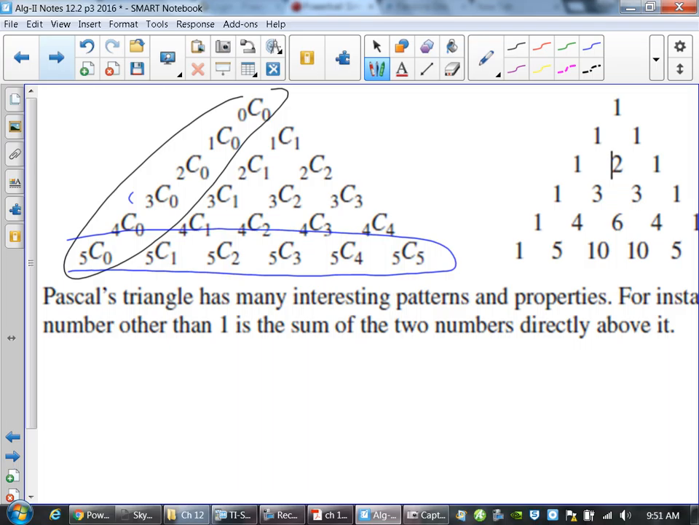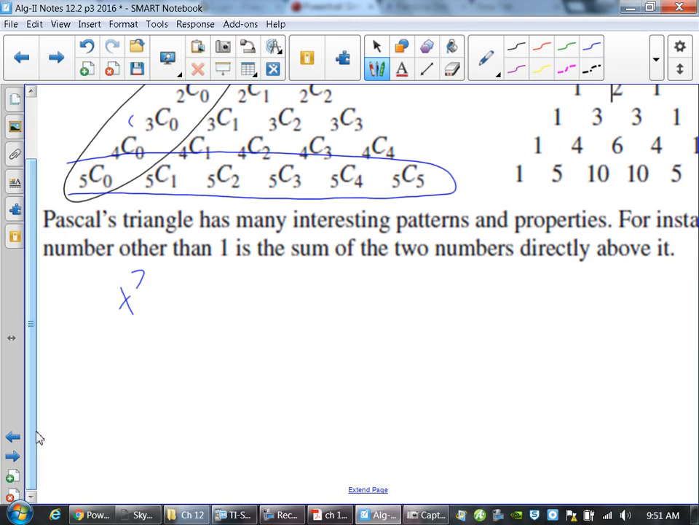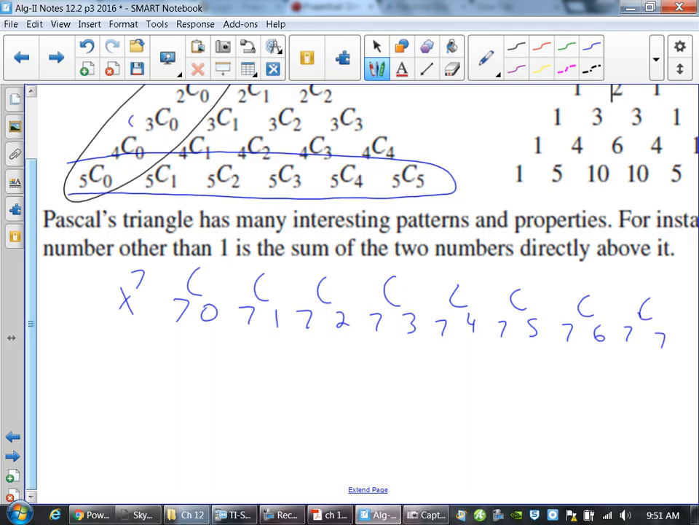If it's going to be a 7th degree, what would my C values look like? 7 choose nothing, 7 choose 1, 7 choose 2, 7 choose 3, 7 choose 4, 7 choose 5, 7 choose 6, and 7 choose 7. That's going to give you your coefficients.